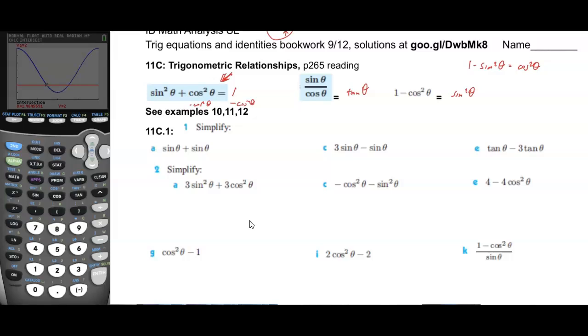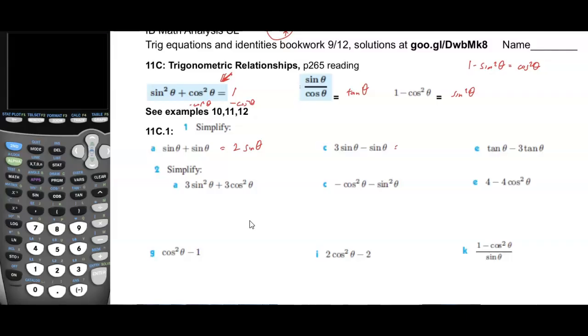Okay, so let's do some simplifications. Sine theta plus sine theta would be equal to 2 sine theta. For part c, 3 sine theta minus sine theta is 3 sine theta minus 1 sine theta, so that would be 2 sine theta also. Tan theta minus 3 tan theta, that's 1 tan theta minus 3 tan theta, so that's equal to negative 2 tan theta.